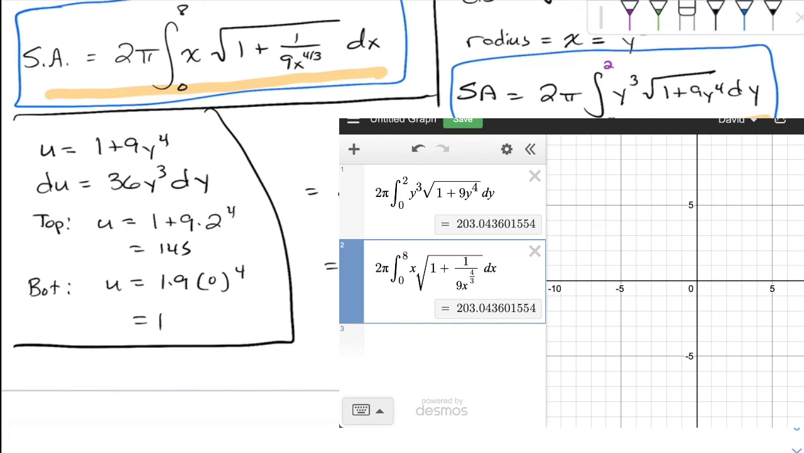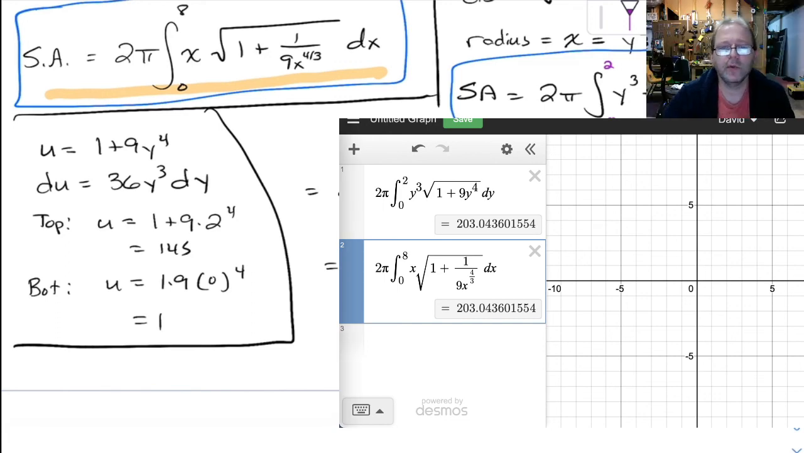So on a lot of these types of problems, you can work them out with respect to x or with respect to y. But a lot of the time, one is going to give you a much nicer integral than the other.